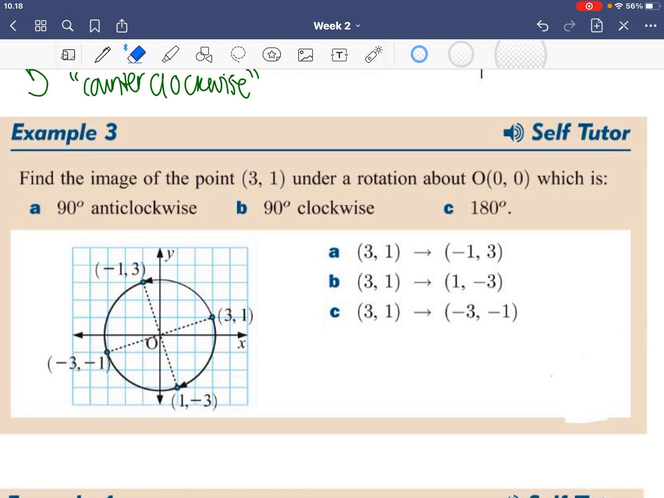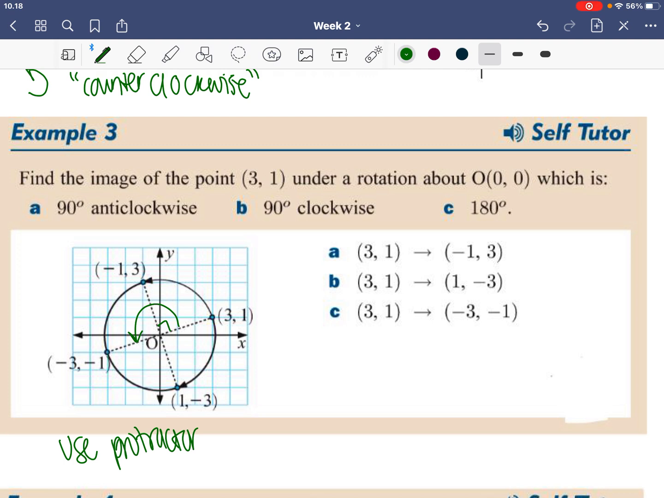So again, no secret about that. How do I know these are 90? This is 180. Use a protractor. But I want you to notice this. Okay? Look at the pattern here.